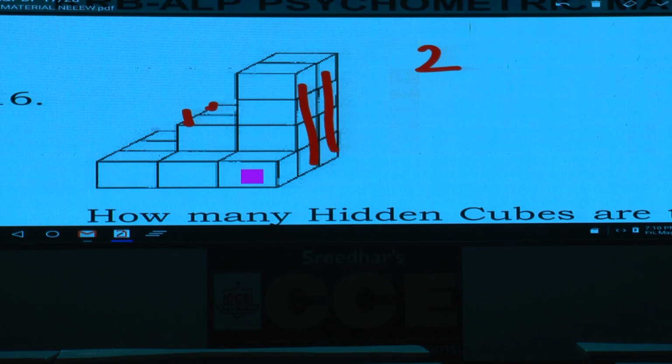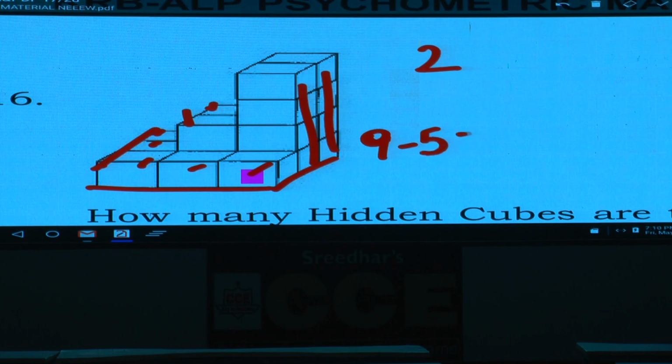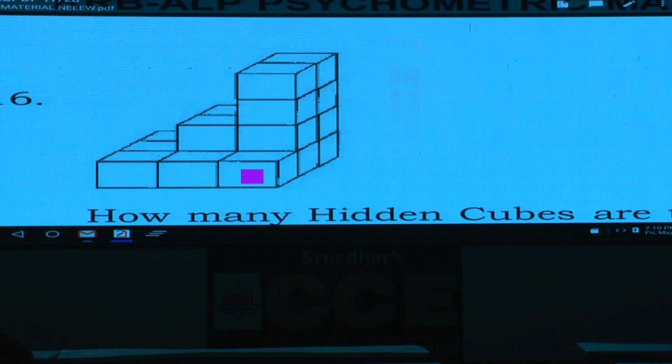Then coming to this, bottom 3 into 3, 9. Now out of this 3 into 3, 9, 1, 2, 3, 4, 5 are already seen. Isn't it? Out of this 9, 5 are seen and 4 are invisible. Now 16th one.